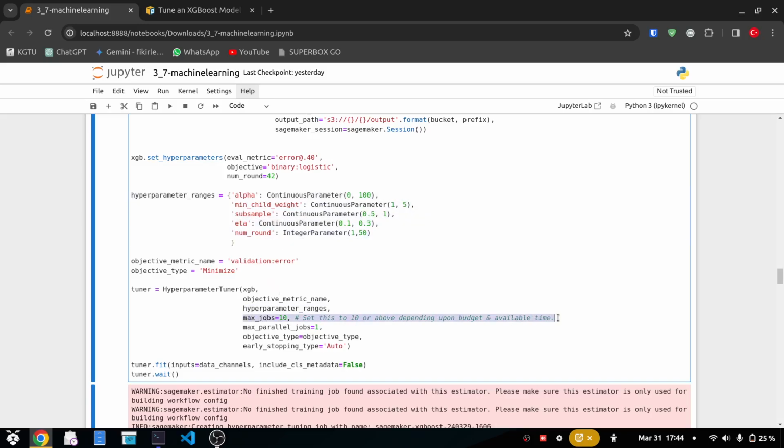Maximum jobs 10. This means that it will stop after a maximum of 10 different hyperparameter sets. So this will make it so that 10 instances of our model would be trained. Well, you can also say we will train our model 10 times with different hyperparameter values.